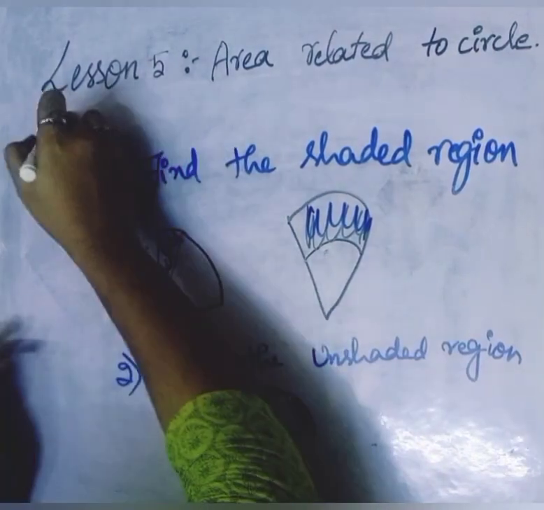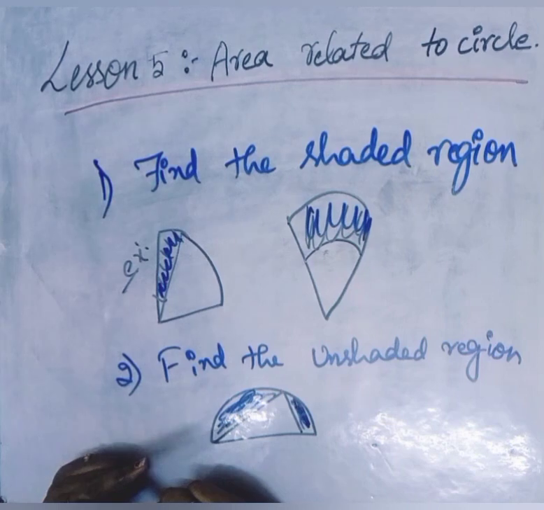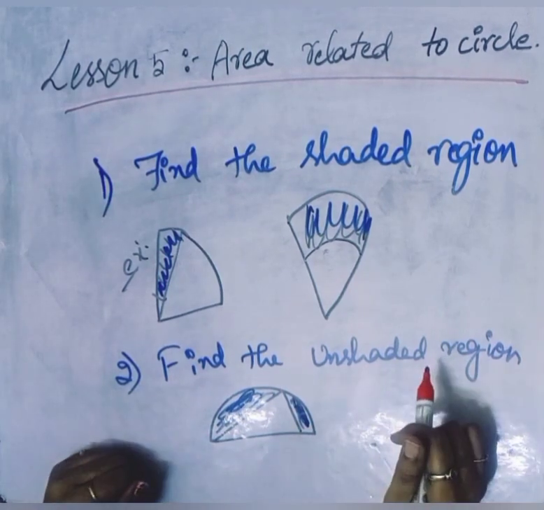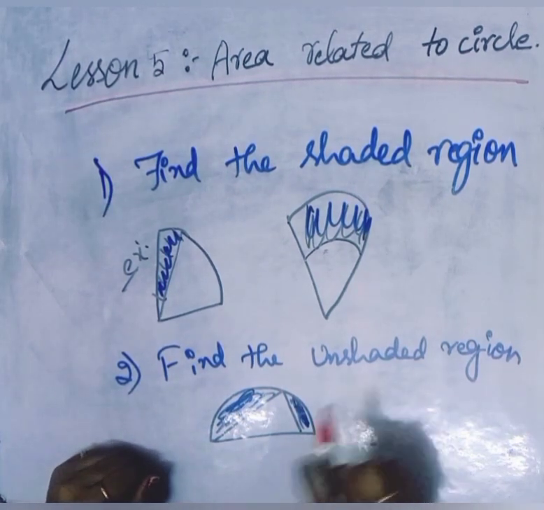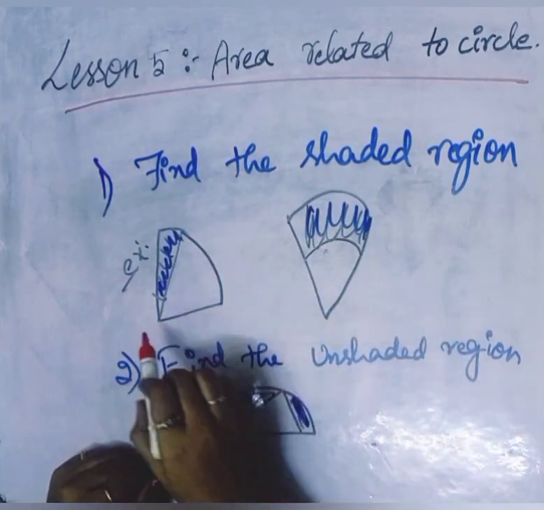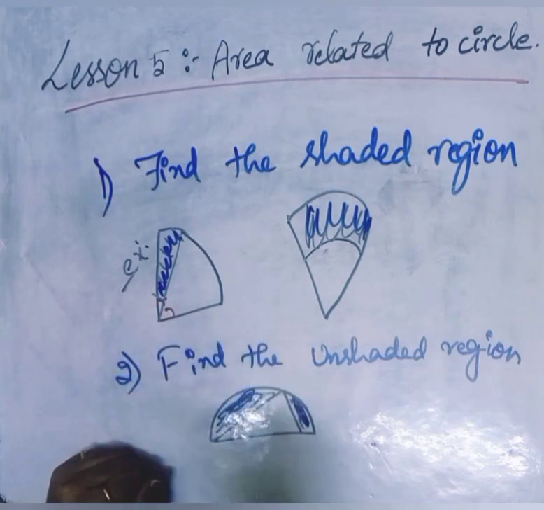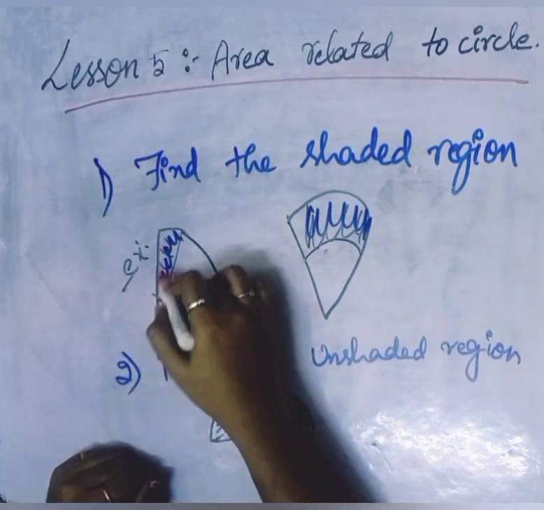Next, lesson number 5, area related to circle. One question, or two questions, will definitely come. One may be a 1 mark question, another may be a 3 marks question. One, they will give the diagram and tell you to find the shaded region. For example, you can see they gave a quadrant, angles will be given for each one, and you need to find how much the shaded region is.